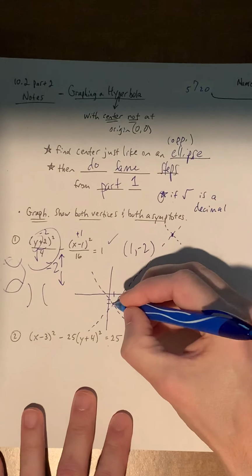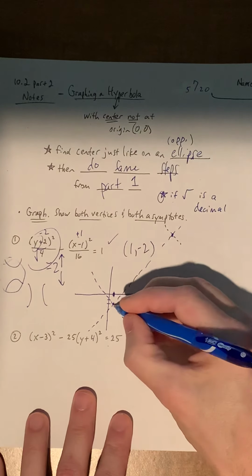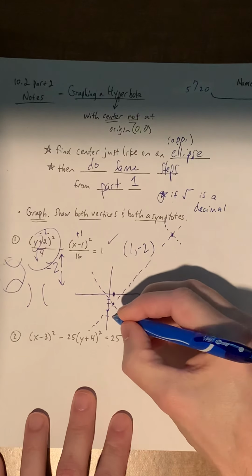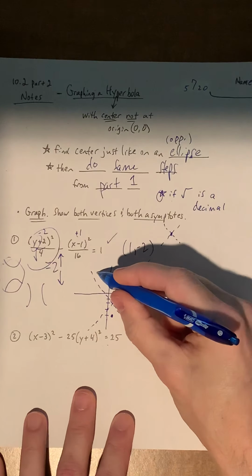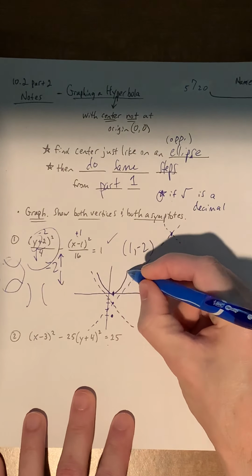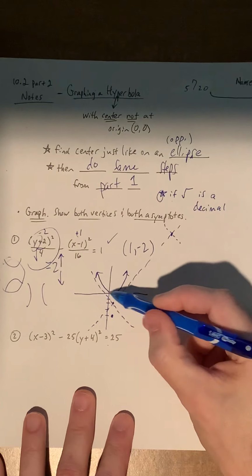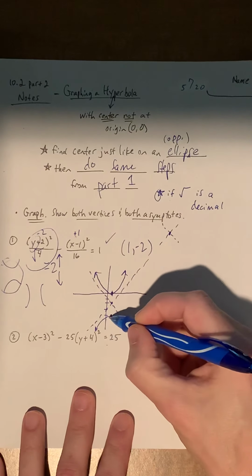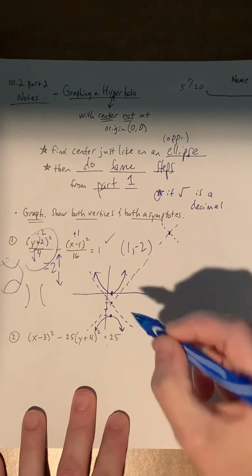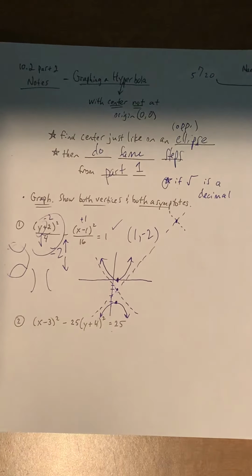So here we go. Up 2 from here. Down 2 from here. So these are the points where your curve is going to cross, so you can make your curves. Remember to not touch the asymptotes. And then you make this curve going through this point. And there you go. There's our graph for number 1.